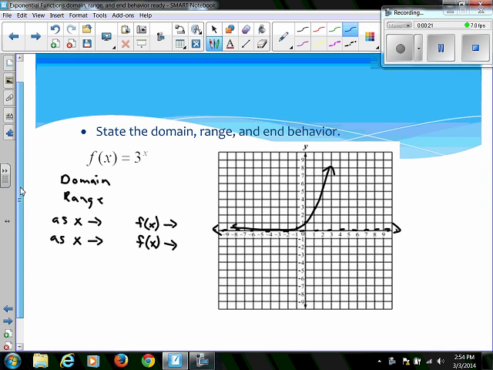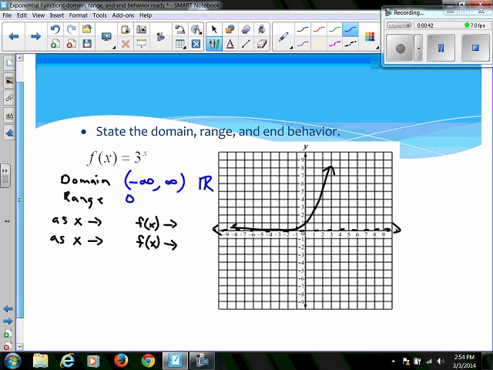So how far does this graph go left? Well, it goes left forever, so we have negative infinity. How far does it go right? Positive infinity. Or we could write it as all real numbers. Either way. Range. How far down does this go?